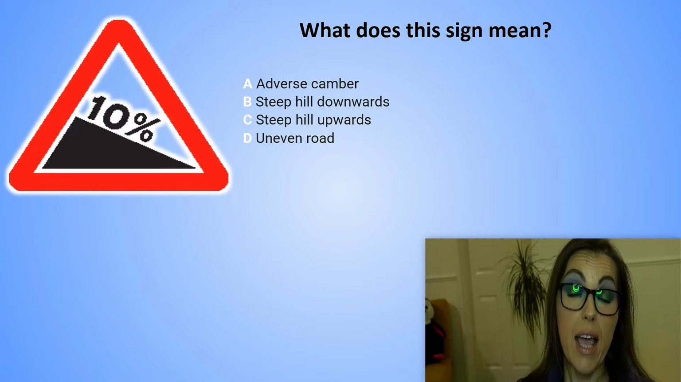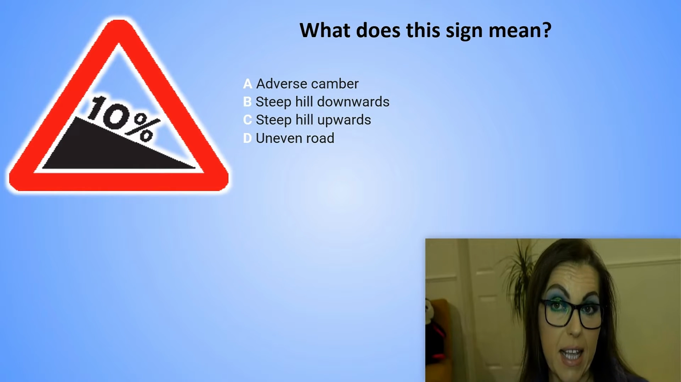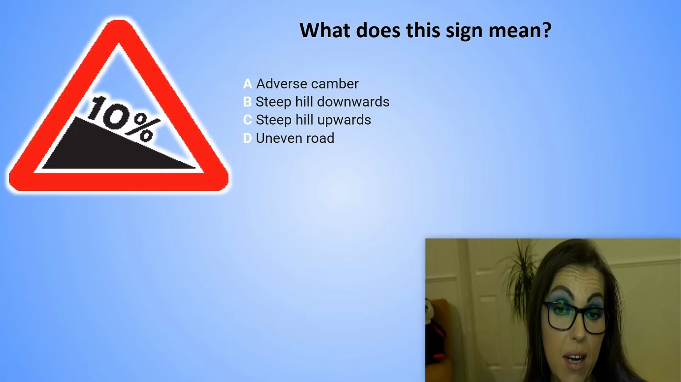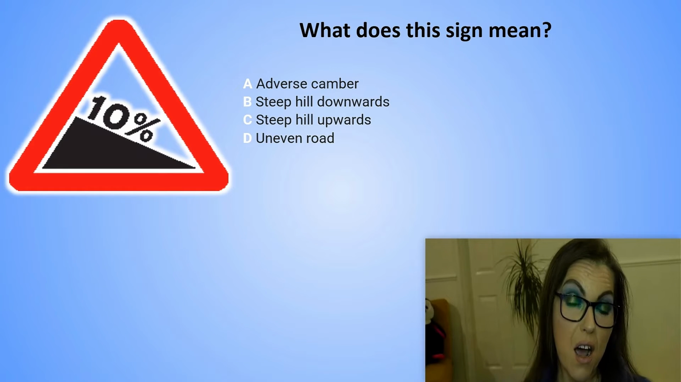Next question and the last one for today's test. What does this sign mean? A. Adverse camber. B. Steep hill downwards. C. Steep hill upwards. D. Uneven road. And the countdown begins now.